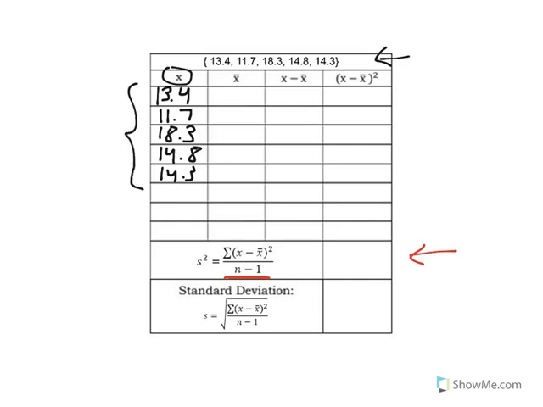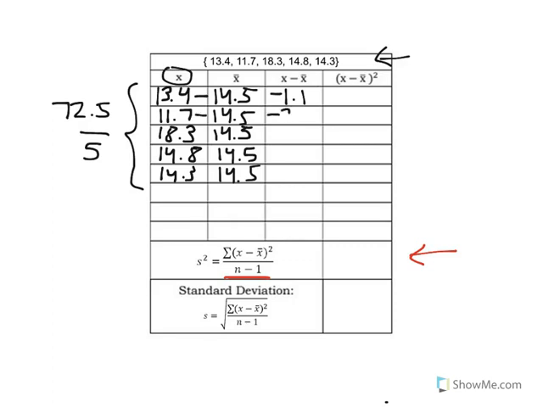So I'm going to add all of those up and then divide by 5. Let me go ahead and add all those up. When I add them all up, I get 72.5, and then when I divide by 5, I end up getting 14.5. So again, I'm going to write all those down for this. And then my next step is to subtract those values now. So I'm going to go through 13.4 minus 14.5, negative 1.1, 11.7 minus 14.5, negative 2.8.